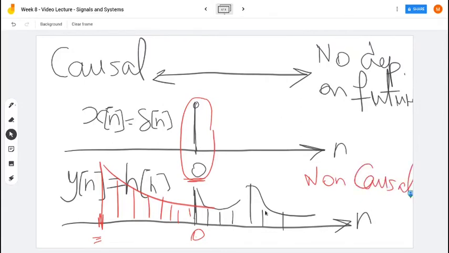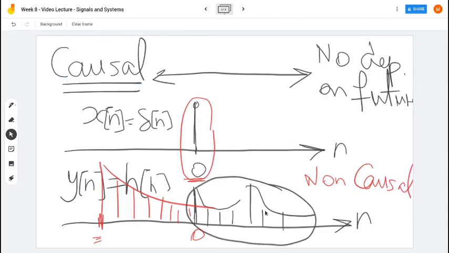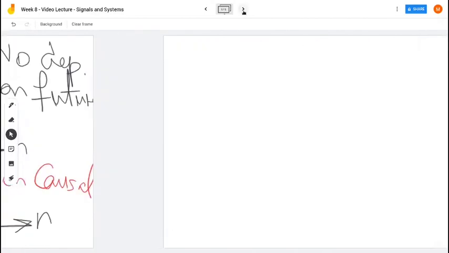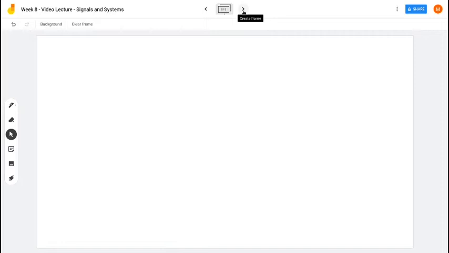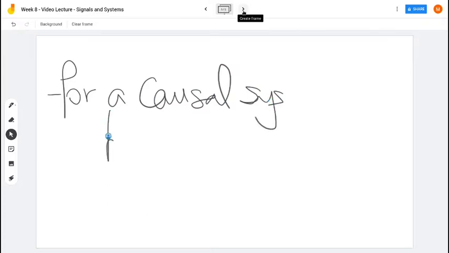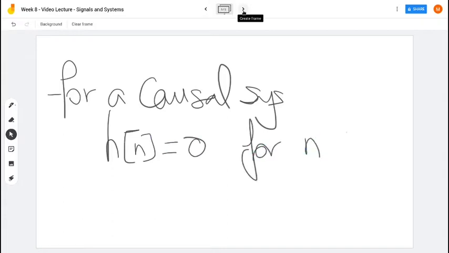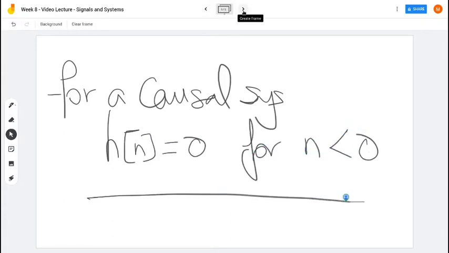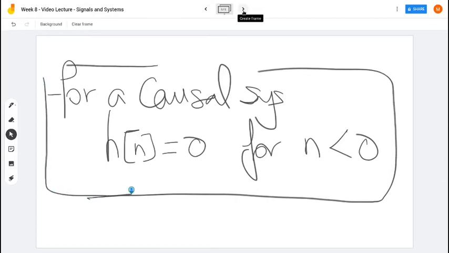Whereas this black response over here is causal. So for a system to be causal, the impulse response has to start at n equals 0. So for a causal system, h of n, the impulse response, must be 0 for n less than 0. This is basically because for a causal system, the output happens after the input. It cannot start happening before the input.